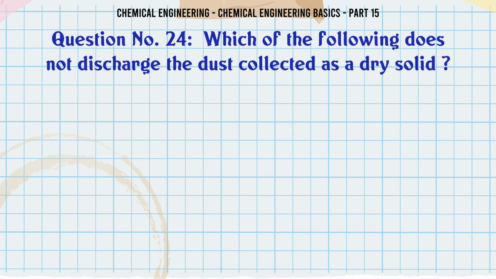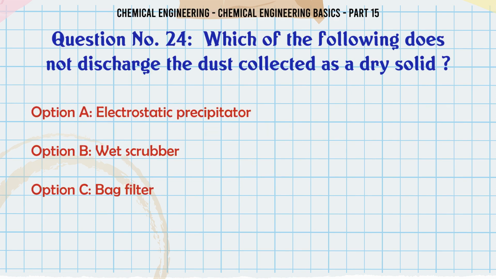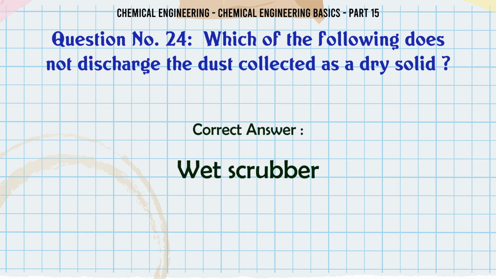Which of the following does not discharge the dust collected as a dry solid? A. Electrostatic precipitator. B. Wet scrubber. C. Bag filter. D. Gravity settling chamber. The correct answer is wet scrubber.